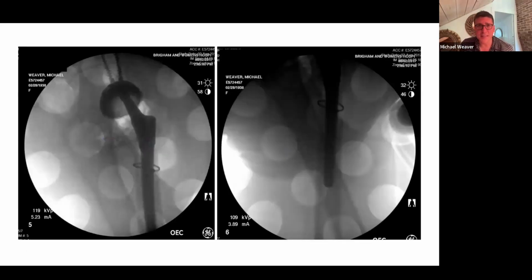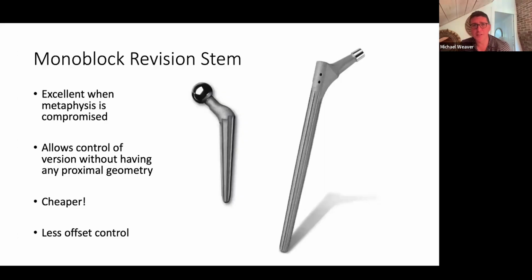And then as far as the stem choice here, I used a monoblock revision stem. This is called the Wagner stem. They come in shorter versions, and then this longer one, which is called the Wagner SL. It's cheaper than using a modular revision stem. It has less bulk proximally. It's got the smallest proximal geometry, and so it's a real elegant solution for controlling version, controlling offset, and then not really disturbing the proximal femur and the greater trochanter.